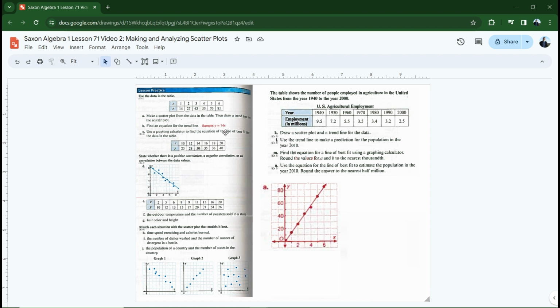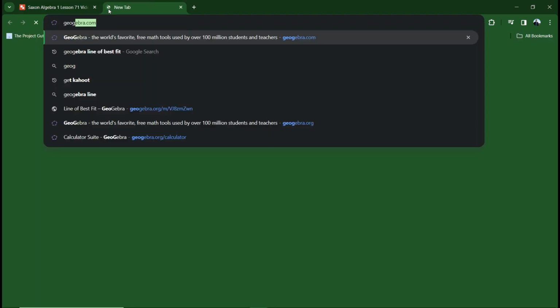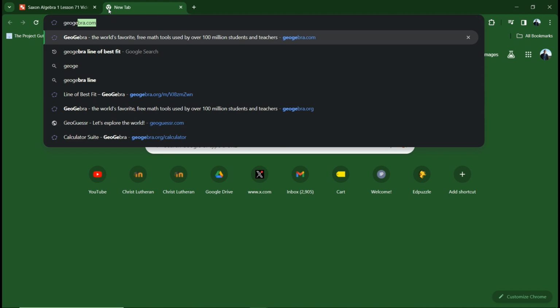Now, the next one says I need to use a graphing calculator. Anytime you have a problem that tells you to use a graphing calculator, and you actually do have to use some kind of calculator, like calculating a line of best fit, is the very first thing we've done that absolutely requires a calculator. You could use GeoGebra as your graphing calculator. I'm going to show you how to do this.